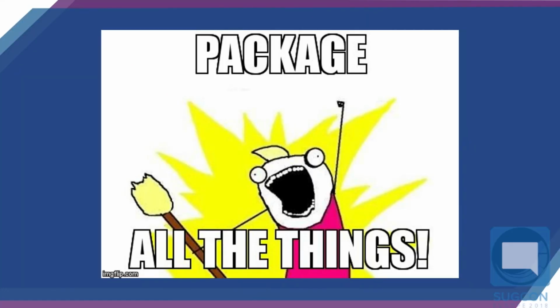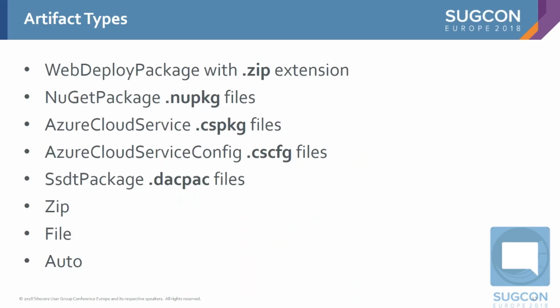Then when the build and the test are passing, it's time to package everything for deployment. AppVeyor is able to package artifacts for all those types of files for Azure and so on. And you can also package standard zip files, or you can set file for anything other than a zip. Or you can put automatic as the type for your artifacts, and AppVeyor will check the extension and choose which type it is. So different types get deployed to different services, of course.